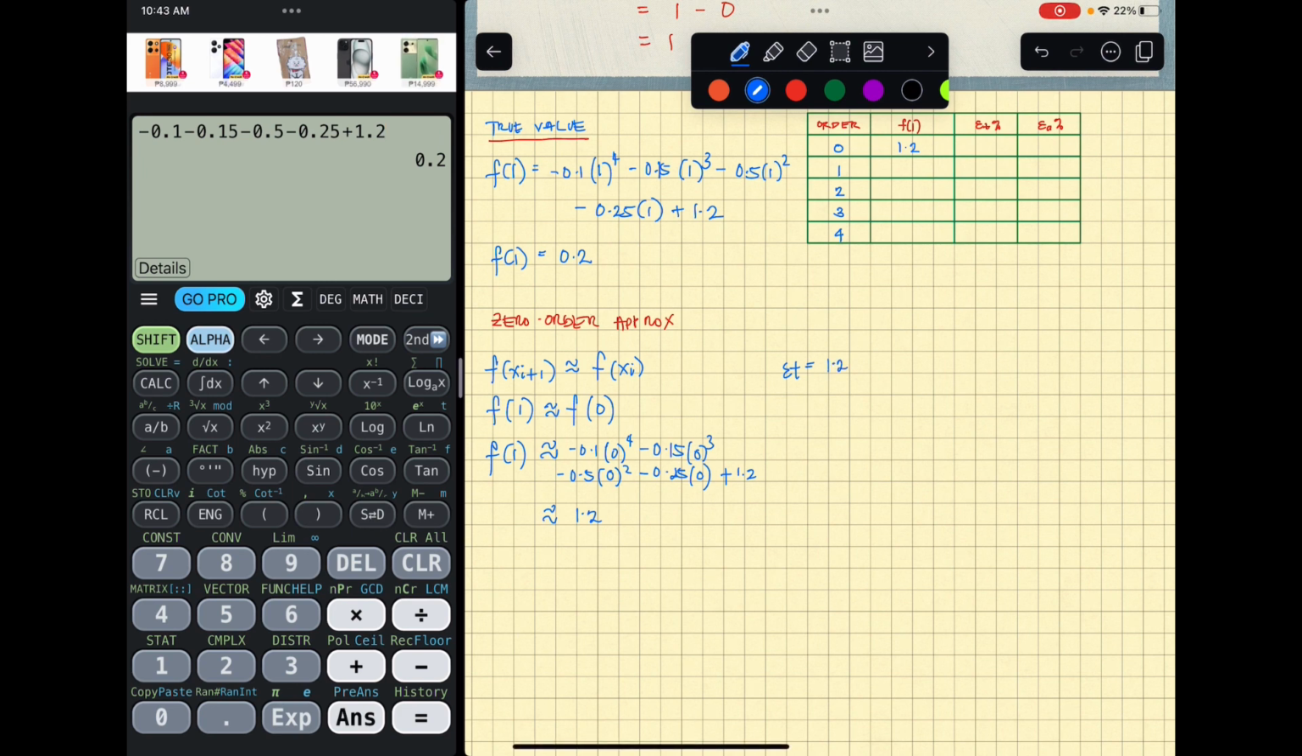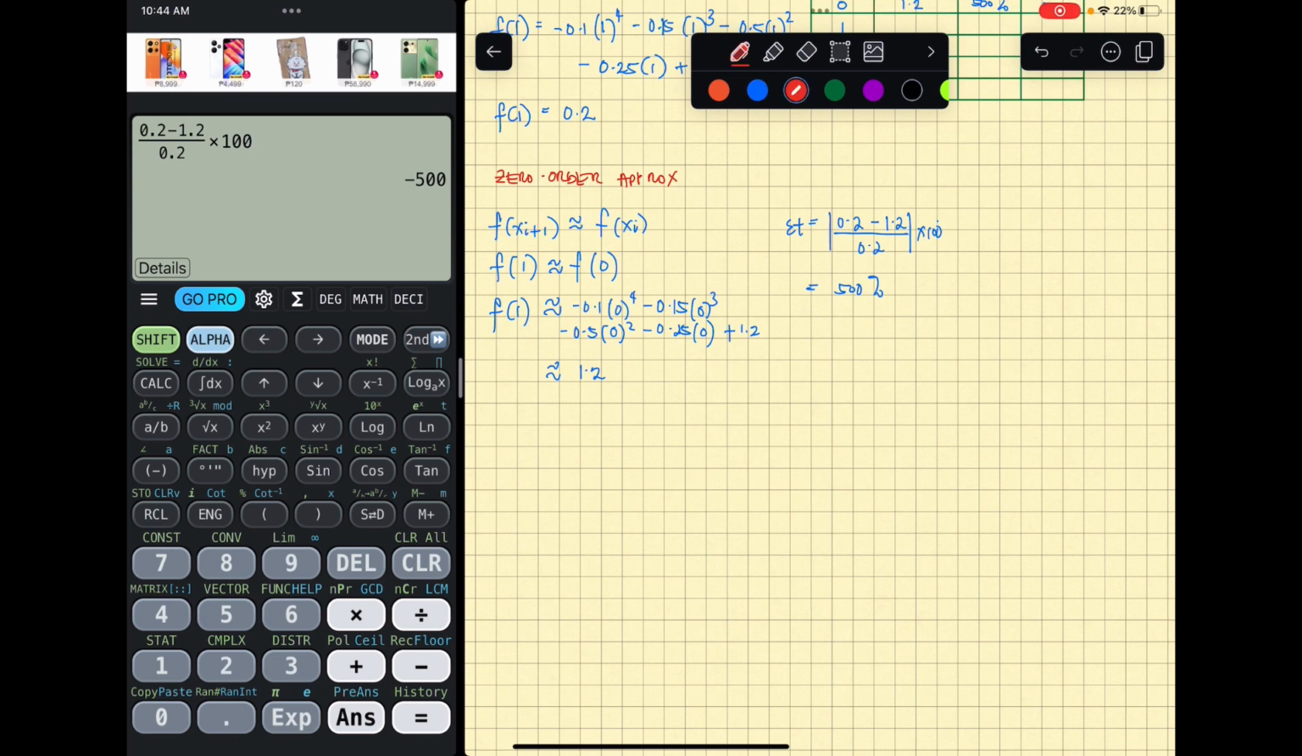Then the true error: the true value is 0.2, minus 1.2, divided by the true value of 0.2. We take the absolute value, so 0.2 minus 1.2 over 0.2 times 100. That is around 500% error. Okay, so that's too far. For the approximate error, we don't have the previous value, so we skip that.